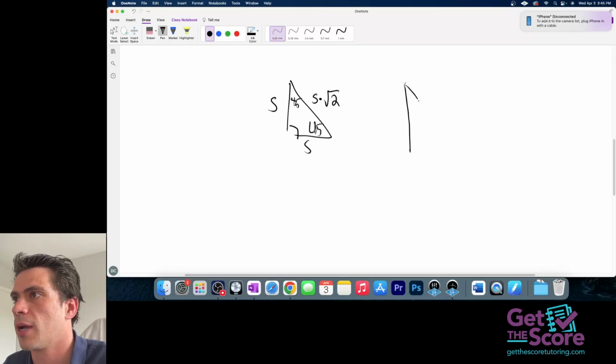For 30-60-90, let's call this 60, 30, then 90. Your 30 side is always going to be the shortest because you're going to go from the opposite here. So if this is your S, your 60 is going to be that times root 3. And then your 90 is going to be whatever the short side is times 2.